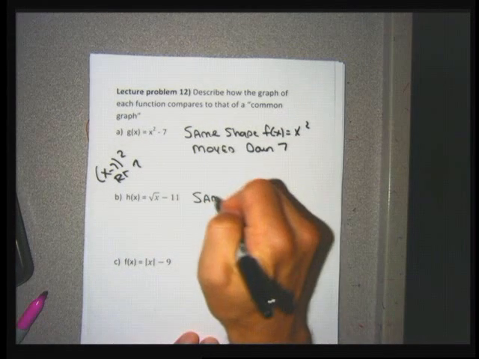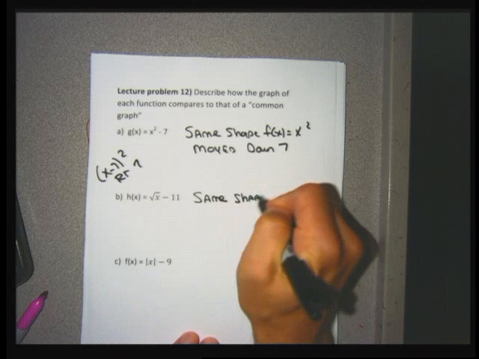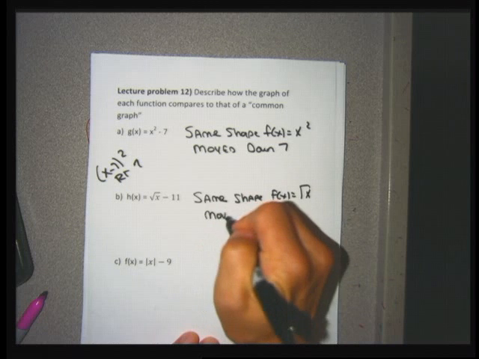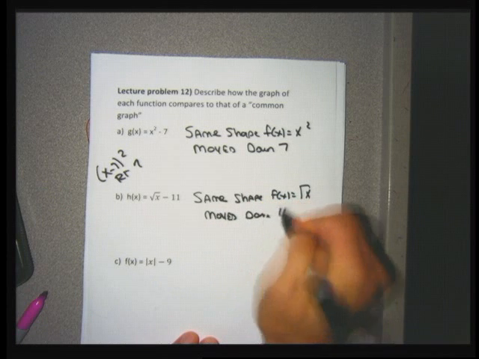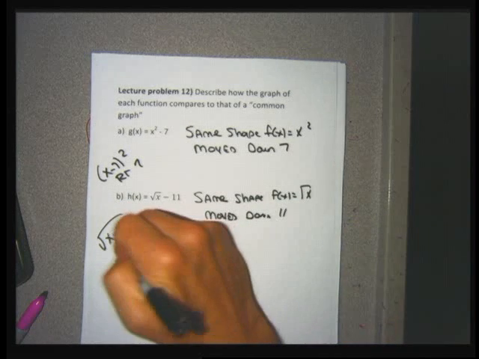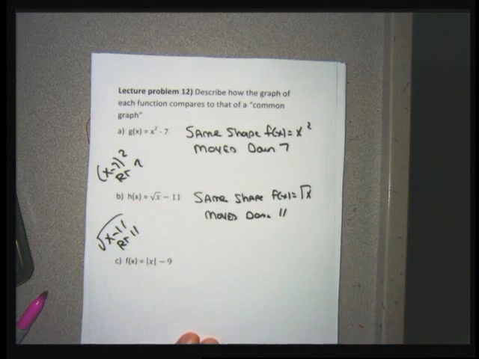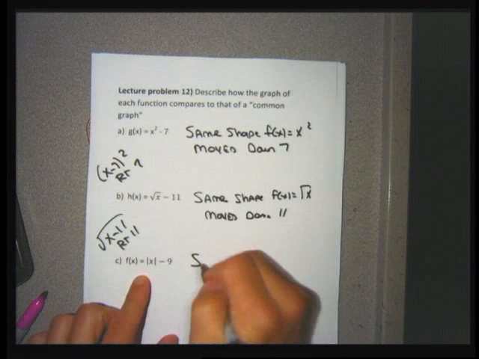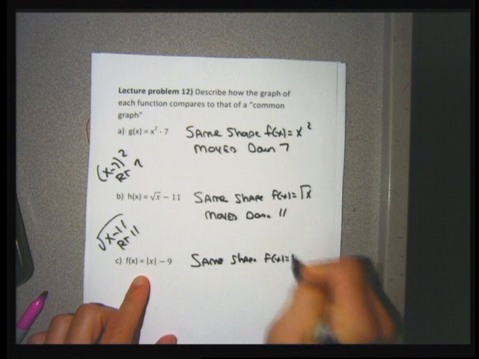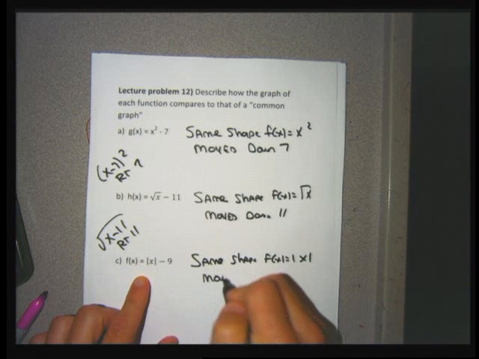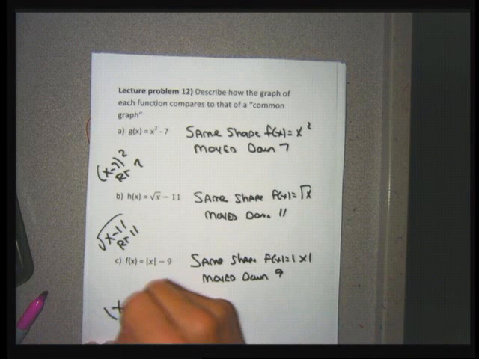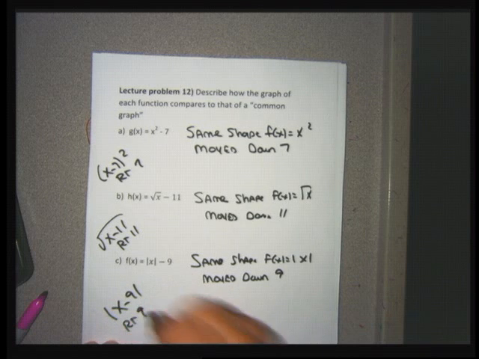Similarly, for part B, this graph would have the same shape as f of x equals the square root of x, but it's going to be moved down 11. And again, if the minus 11 was under the radical, then it would go right 11. In part C, this is going to have the same shape as f of x equals the absolute value of x, but it's moved down 9. And again, if that minus 9 was under the absolute value, it would move it right.